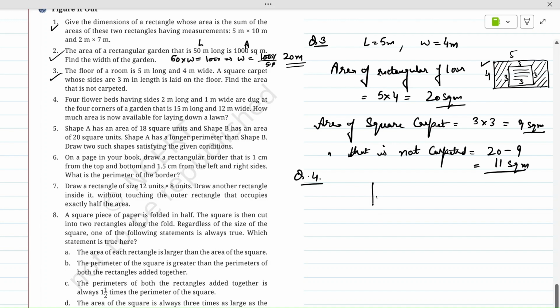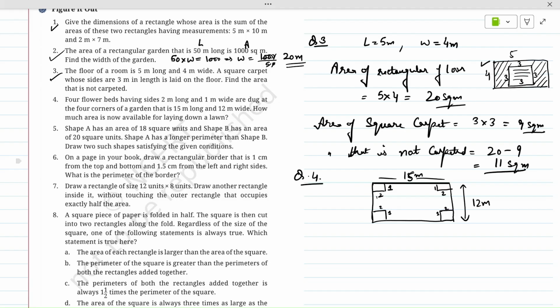So what it is saying is that we have a rectangular garden such that it is 15-meter long and the width is 12 meters. Now what has been done? Four flower beds whose dimensions are 2 into 1, 2 meter long, 1 meter in width. That means all are rectangular. They are laid out on the sides of this rectangular garden.